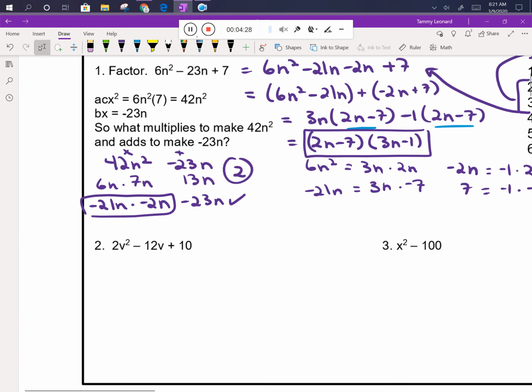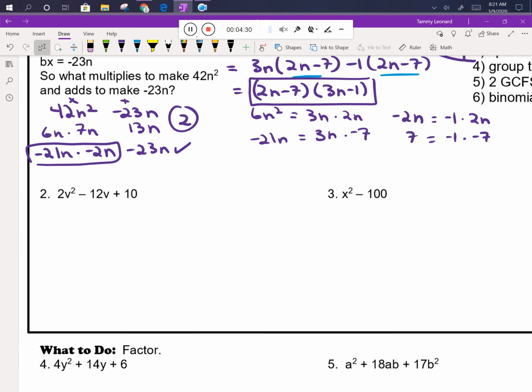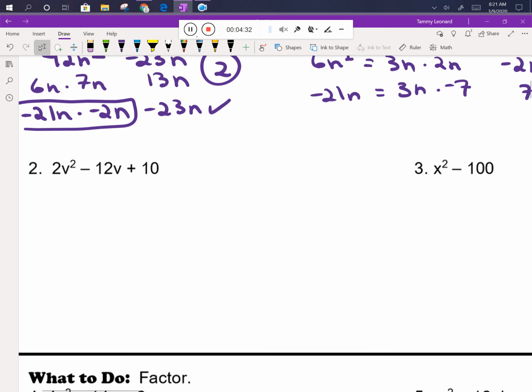First, we're going to look for a big GCF. So in number 2, notice that all those numbers are even. So that would suggest that we could pull out a 2 from everything. So we've got v squared minus 6v plus 5. From there, we're going to have to solve the puzzle. Remember, we're looking for things that multiply to make 5v squared. We're taking the first term and the last term and multiplying them together.